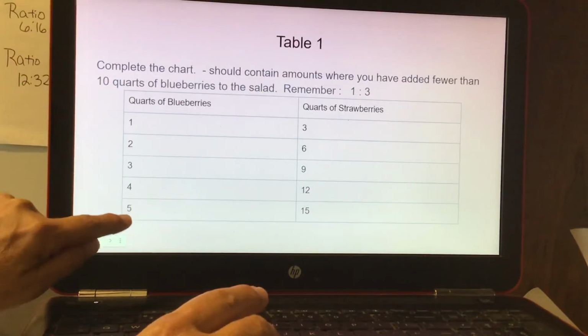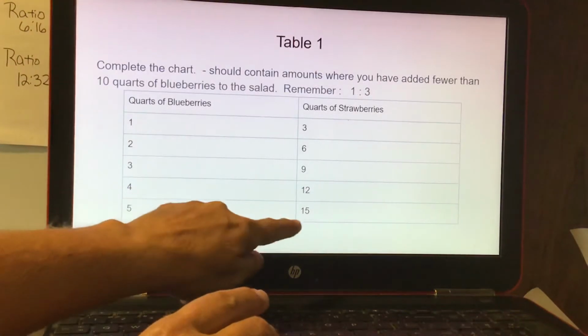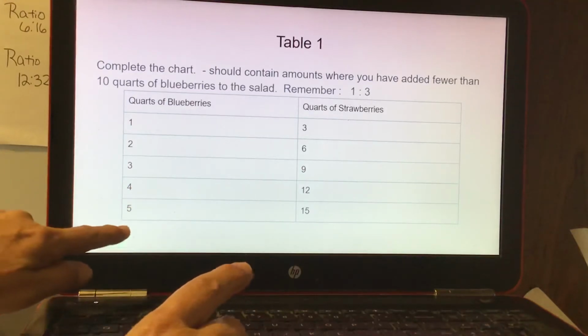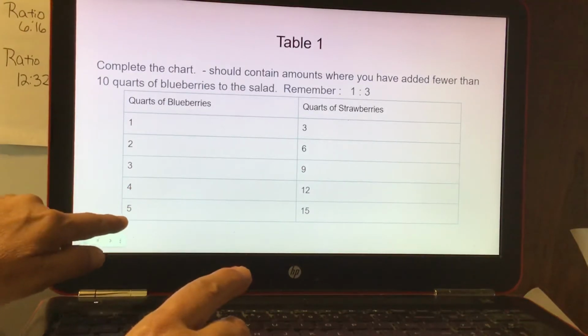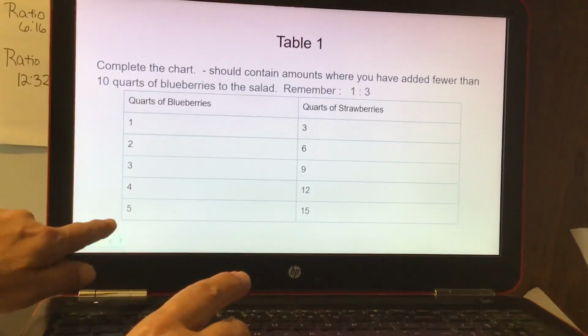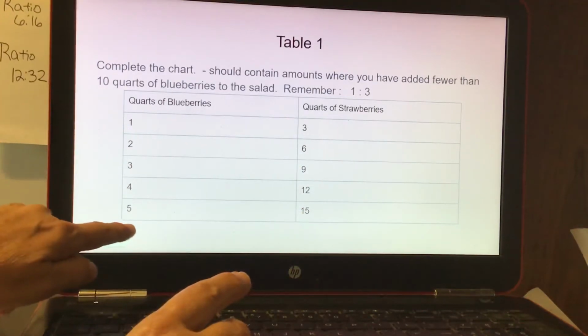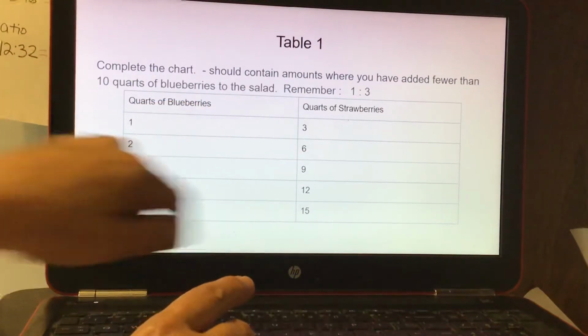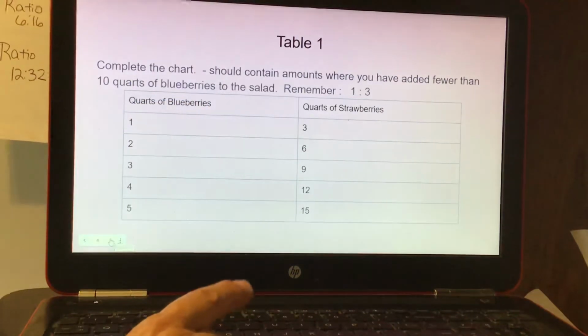So 5 times 3 gave us 15. They said they want to have 7 quarts of blueberries. So if we had 6, 6 times 3 would give us 18 strawberries. And if we had 7 quarts of blueberries, 7 times 3 would give us 21 quarts of strawberries, right?